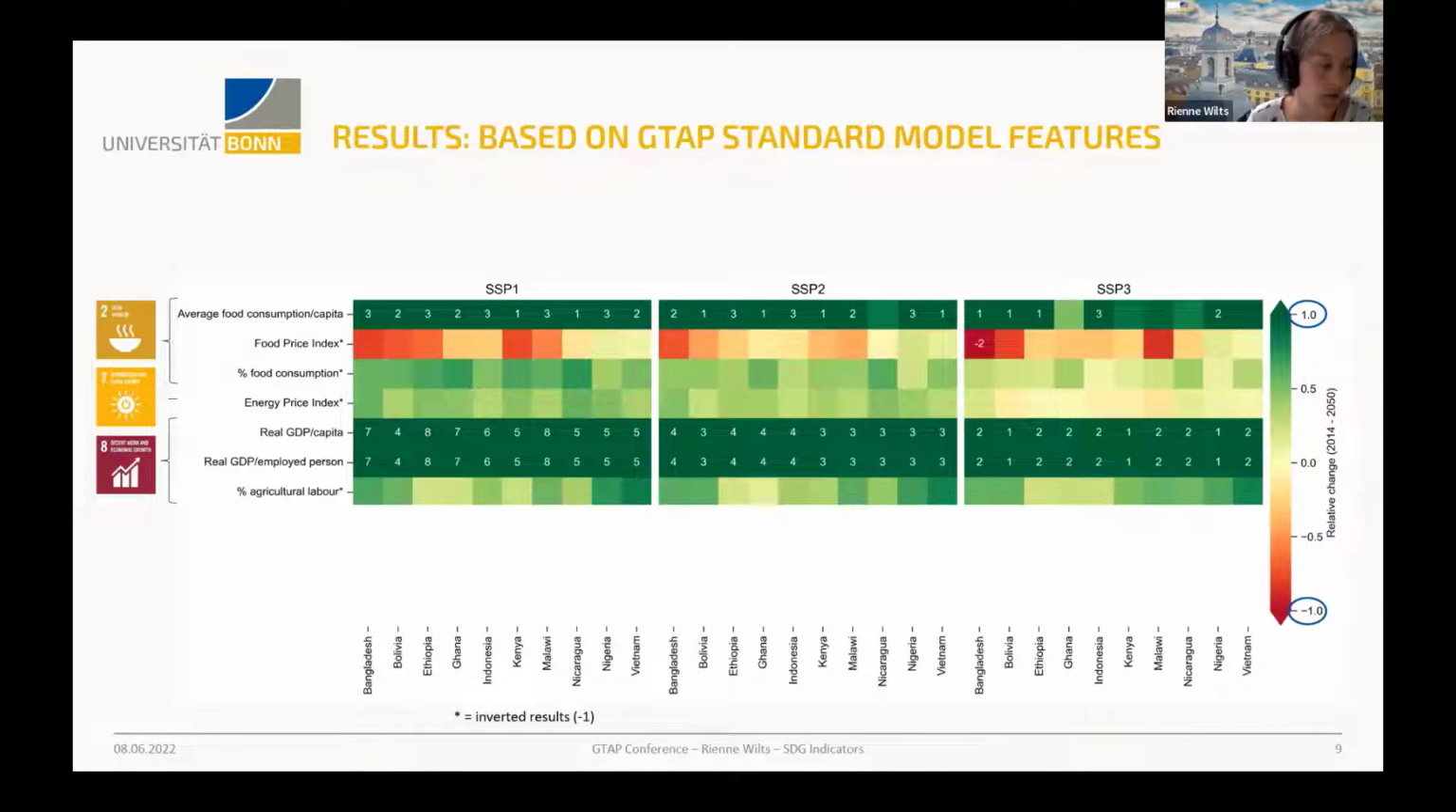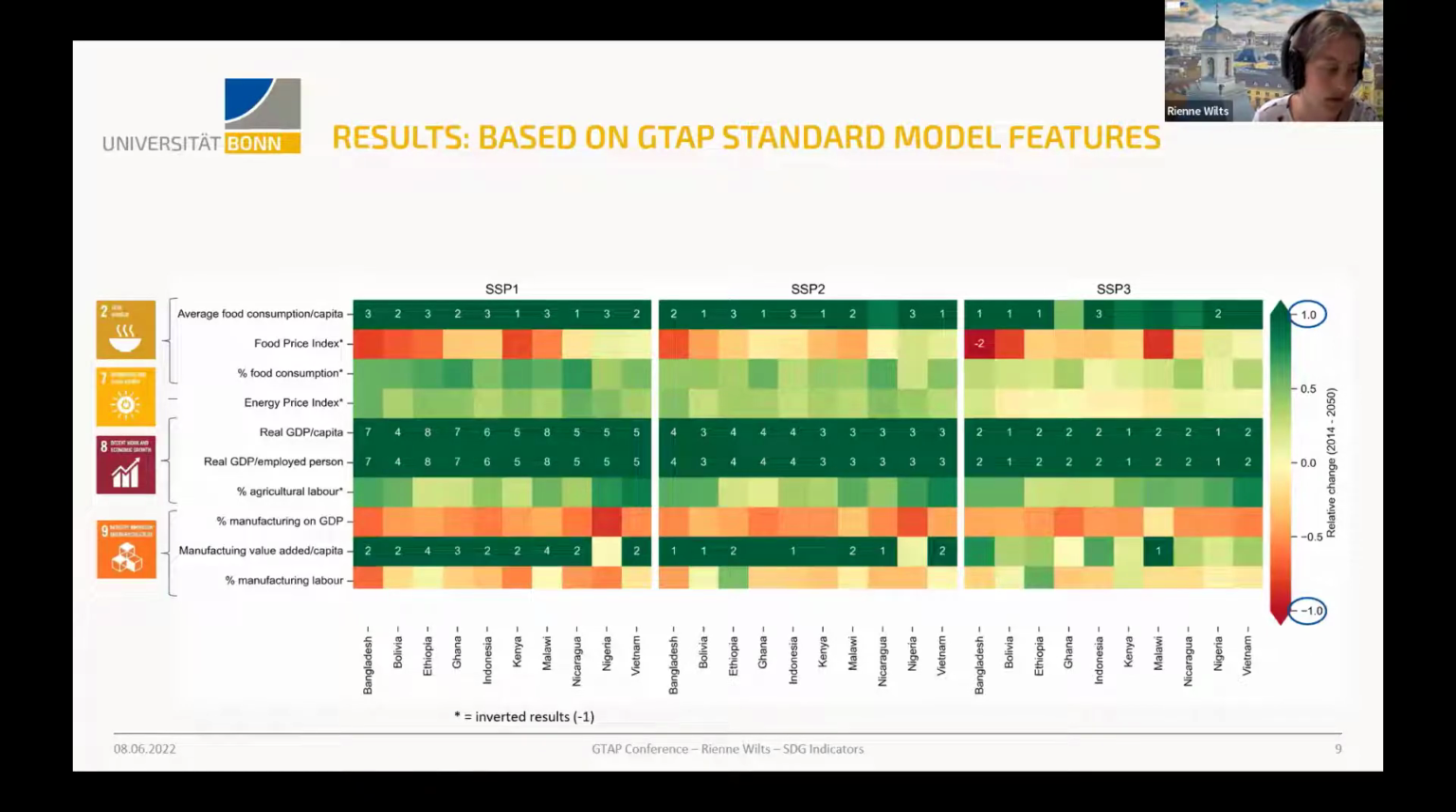In terms of the economic indicators, so SDG 8, we see that it improves for all countries and all SSPs, following the projections. Real GDP per capita and real GDP per employed person increase, but also the share of labor working in agriculture decreases over time. In contrast, the share of manufacturing in GDP decreases over time, and also the manufacturing labor decreases on total labor.